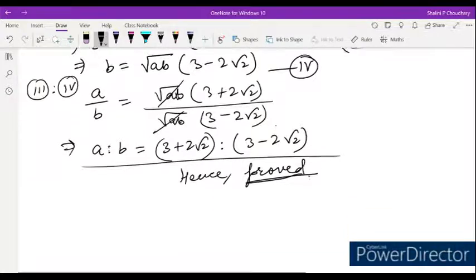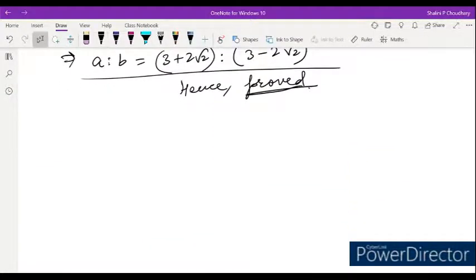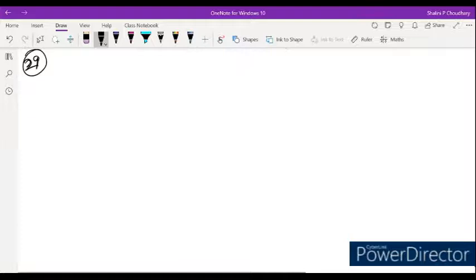Okay. Now this was question number 28. Now we'll move to the next question, that is question number 29. Okay. And the question is: capital A and capital G are AM and GM, the arithmetic mean and geometric mean of two numbers. Let the two numbers be a and b.